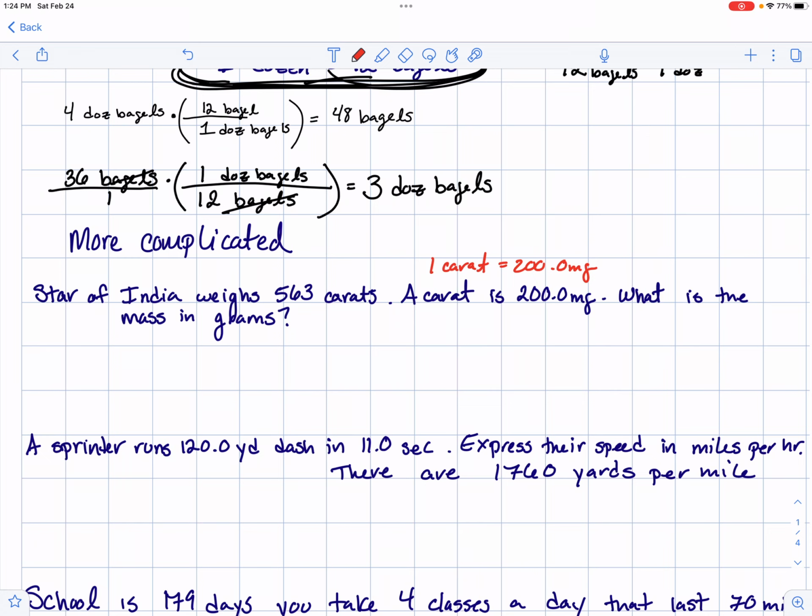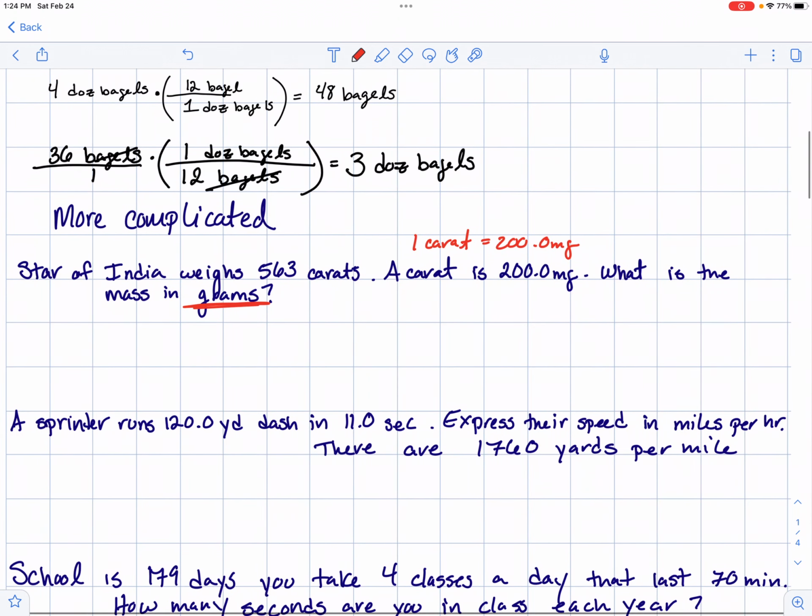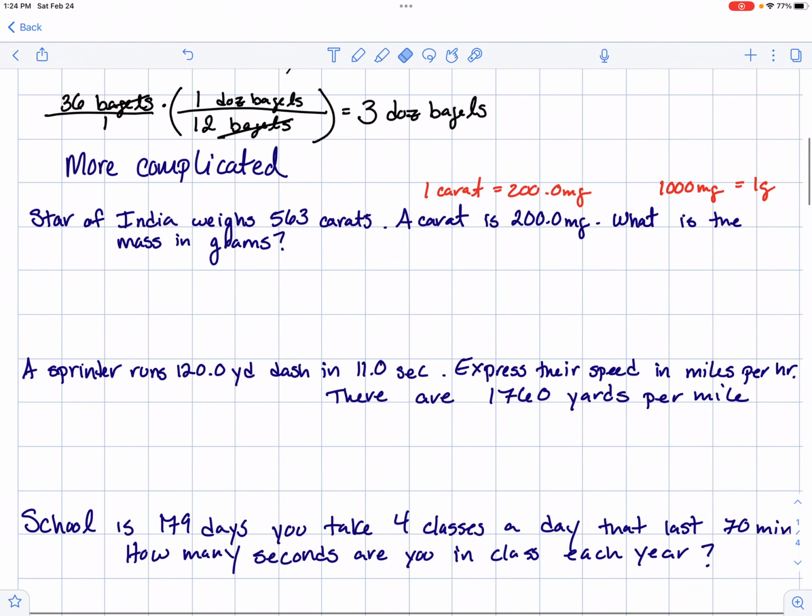Now, the other thing I have to keep in mind is that the question is asking you to go to grams. So what do I know about grams and milligrams? Well, I know that there are 1,000 milligrams, because they're small, in every 1 gram. So that's going to be another conversion factor that I can use. And I'm going to do this one in 2 separate steps, but then in the other ones, I'm going to start showing you how you can show all your work without stopping in between.